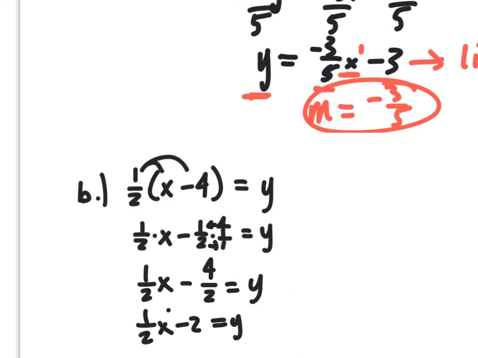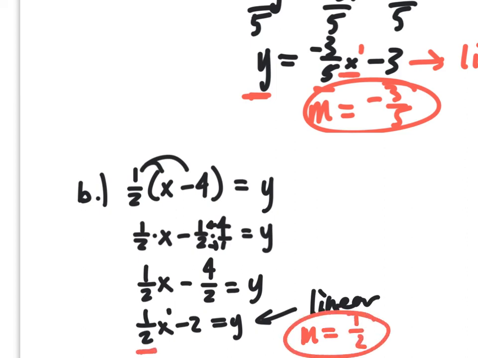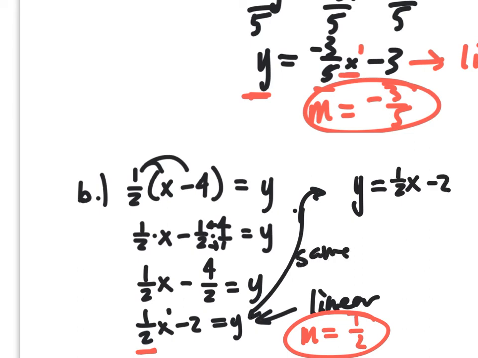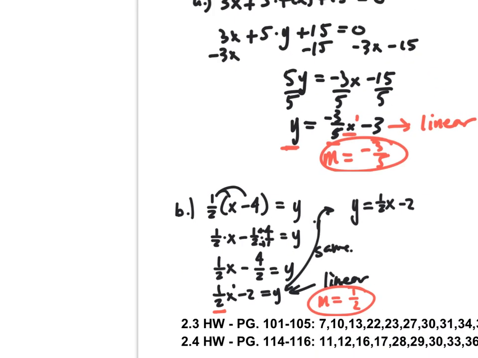Now this is linear because I have a degree of 1. My exponent above my x is just 1. I have a single x. So I'm going to call this that, yes, this is linear. And then my slope, m, is the number that's being multiplied in front of the x, which is 1/2. All right, and that's how I'm identifying that. Now we could rewrite this and change the order and say that this is y equals 1/2 x minus 2. Okay, these mean the same thing. So don't be afraid to play with your equations there.